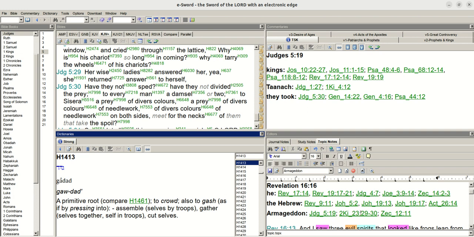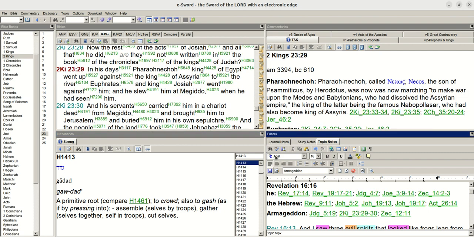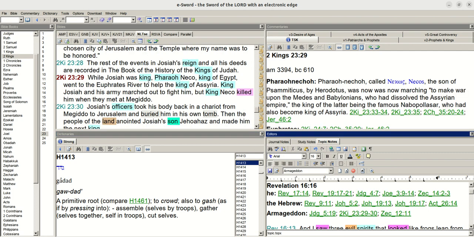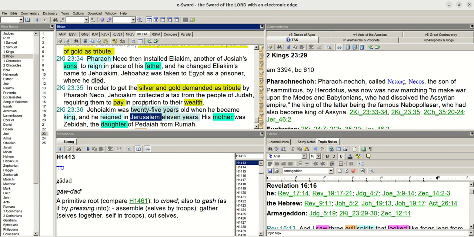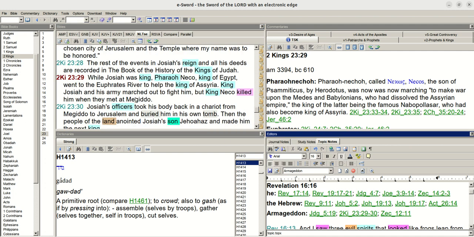That's the main thing. So if we go to 2 Kings, sometimes 2 Kings has a little bit of information on some of the battles that we can compare to what's happening today. Well, Josiah was king. Pharaoh Necho, king of Egypt, went to the Euphrates River to help the king of Assyria. King Josiah and his army marched out to fight them, but King Necho killed him when they met at Megiddo. So they decided to put the references of Megiddo in with Armageddon.